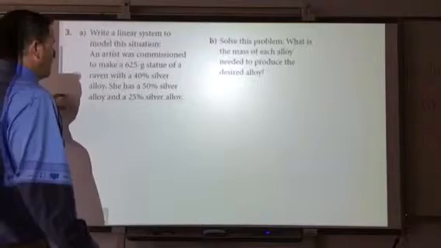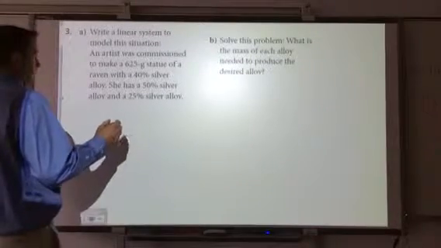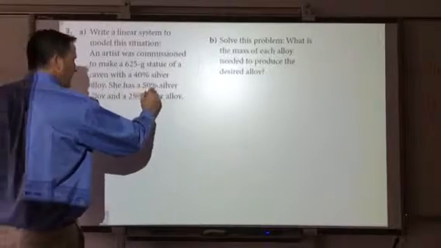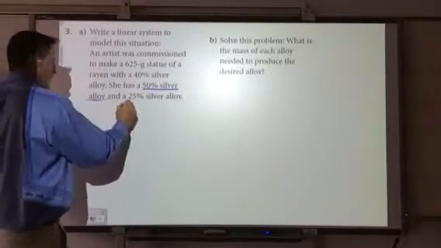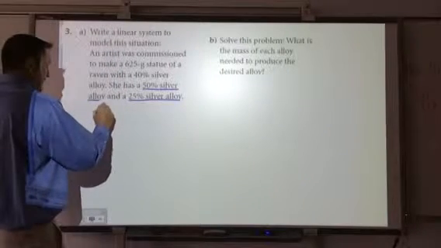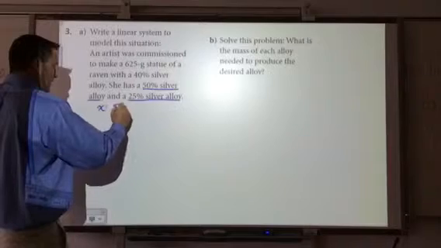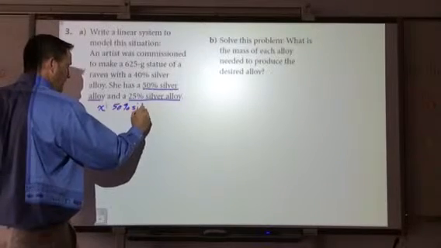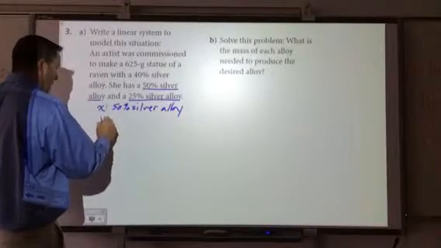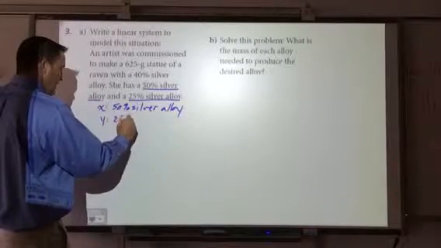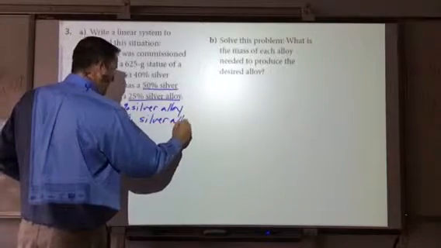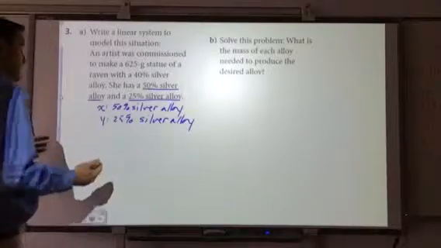So first of all, our variables. What are we going to start with? We have a 50% silver alloy and a 25% silver alloy. So let's label our variables. X is going to be the 50% silver alloy, and Y is going to be the 25% silver alloy. Okay, so there are two variables.